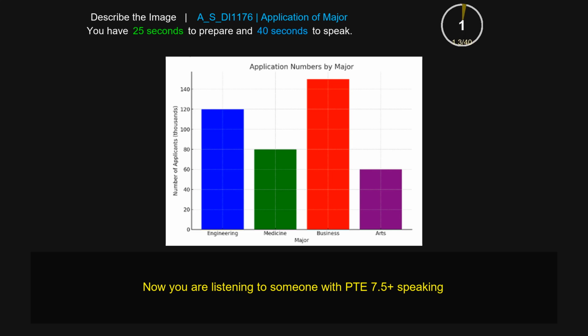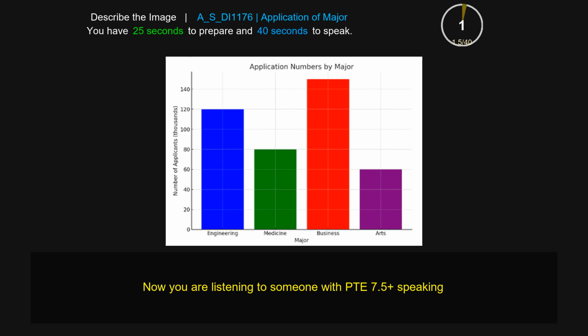This image gives information about the application of major. The x-axis represented the major engineering, medicine, and arts. The y-axis represented 0, 20, 40, 60, 80, 100, 120, and 140. The image consists of the application used by major. Moreover, engineering is 120, medicine is 80, and business is 143, and arts is 160. The highest value of the business is 143, and lowest value of the arts is 60. Overall, this image is about the application of major.